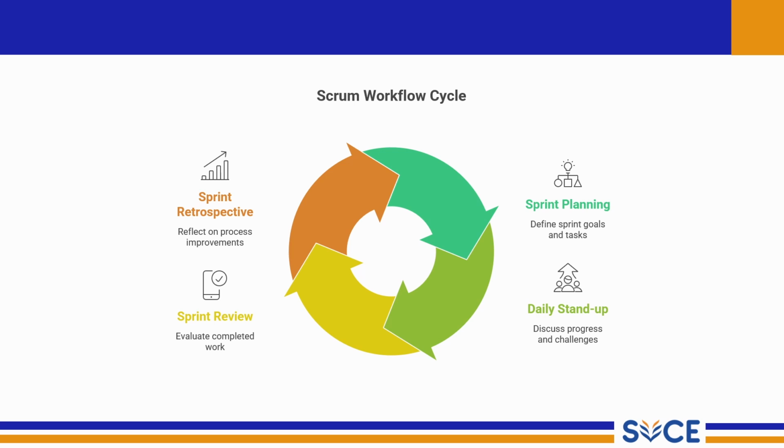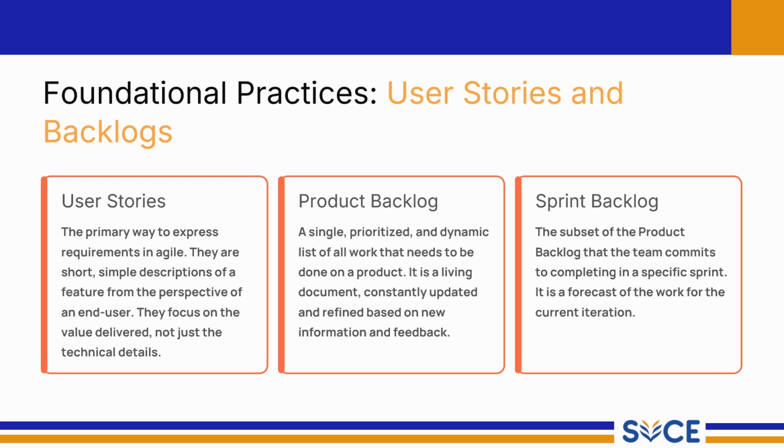Next, let's move to another vital part of Agile, how we handle requirements using user stories and backlogs. That is the foundational practices, user stories and backlogs. In Agile, we replace lengthy requirements documents with user stories. They describe functionality from the user's perspective, short, simple and focused on value. For example, as a user, I want to filter a search result so I can find a product faster.